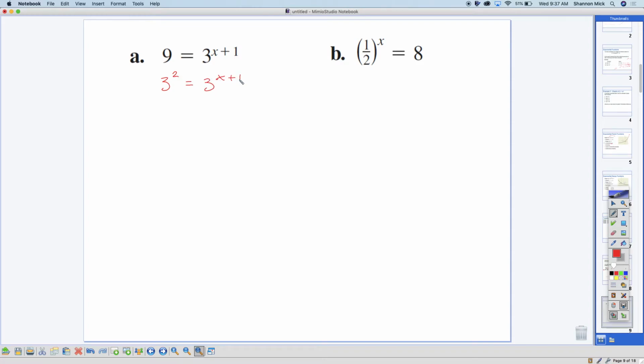Let me start over. So I have 3 squared equals 3 to the x plus 1. So are my bases equal now? So now I can do what? I can solve for x. So 2 equals x plus 1. So what's x equal? 1.